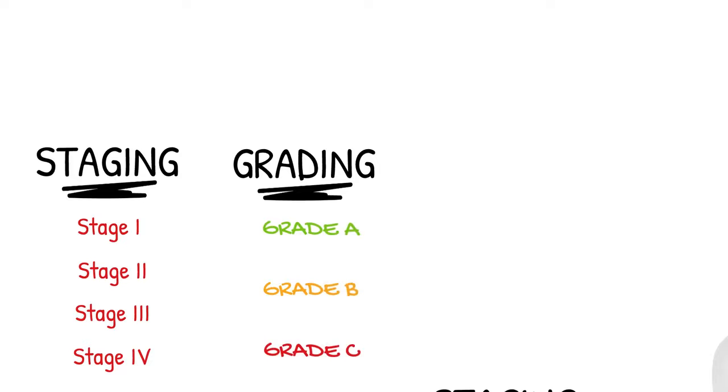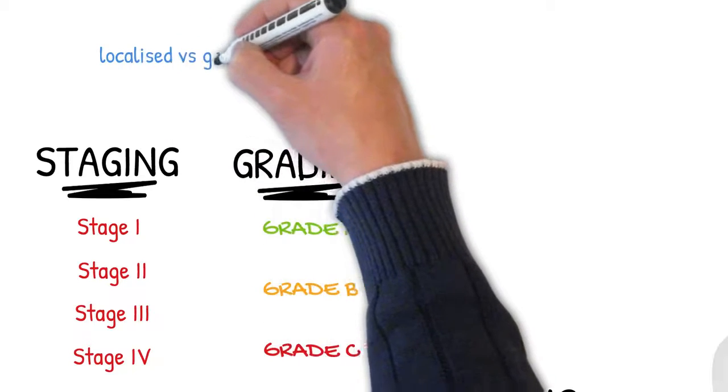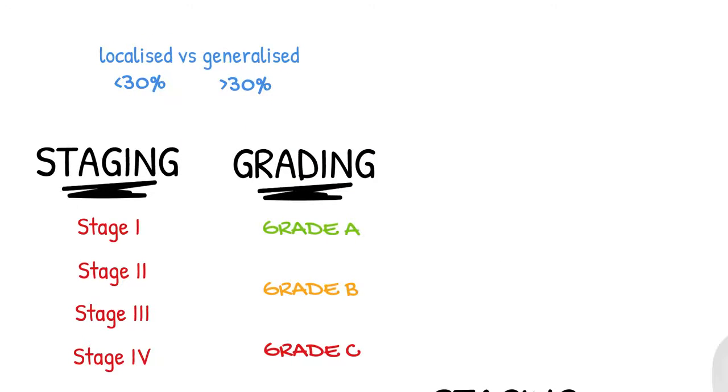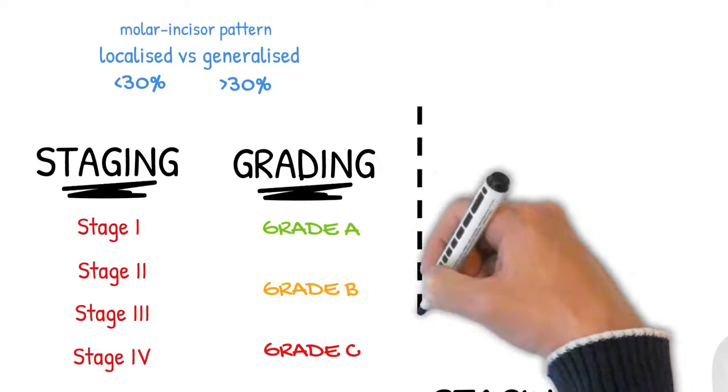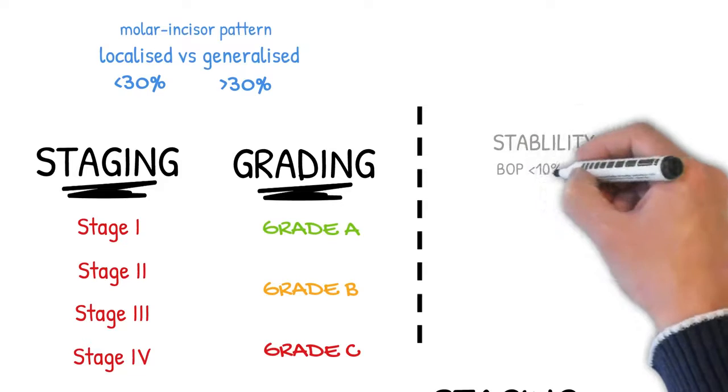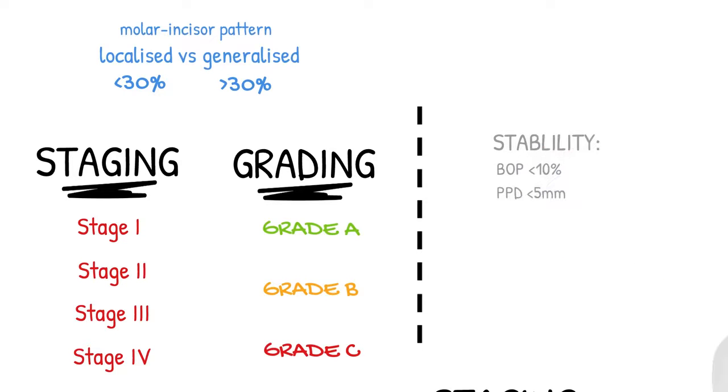When making a diagnosis, we can also include information about how widespread the disease is, with 30% of the teeth affected being the cutoff point between localized and generalized. In some cases, a molar incisor pattern may be found. The BSP recommends including additional secondary criteria as a part of the diagnosis, such as the stability of the disease and the presence of other risk factors such as smoking or uncontrolled diabetes.